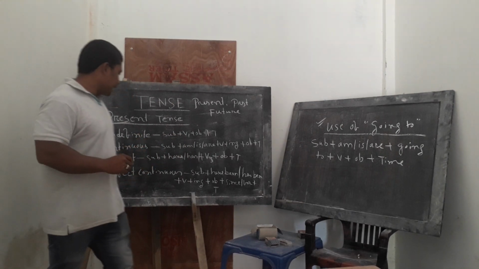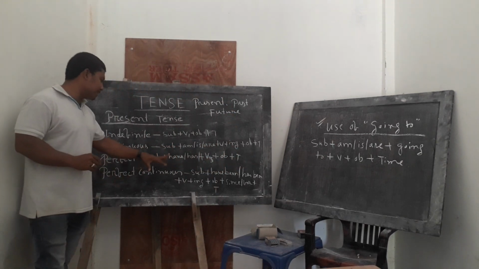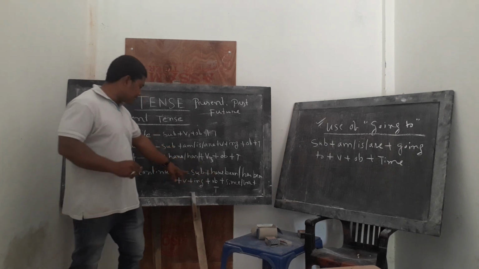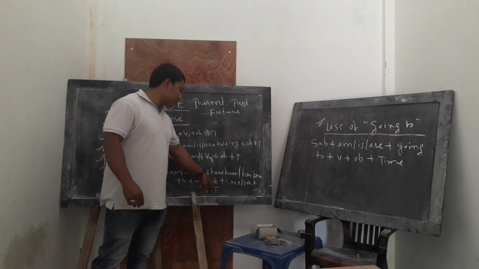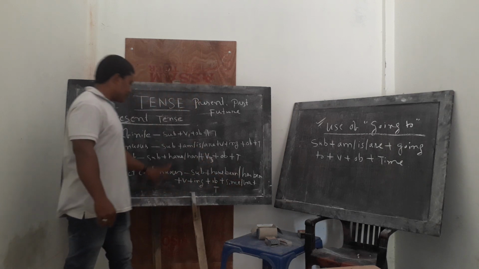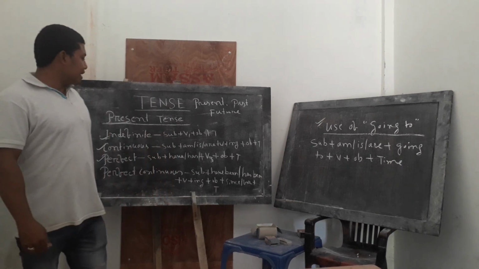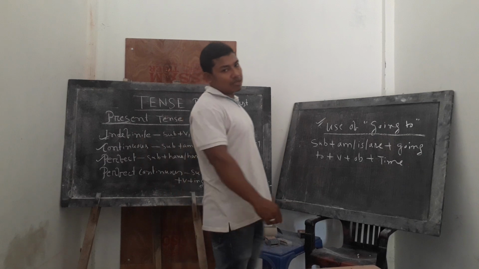And the last part of present tense is present perfect continuous tense. The basic formula of present perfect continuous tense is subject plus have been or has been plus verb plus ing plus object plus since or for plus time. If we take some examples, suppose I have been working in this school since 2017.